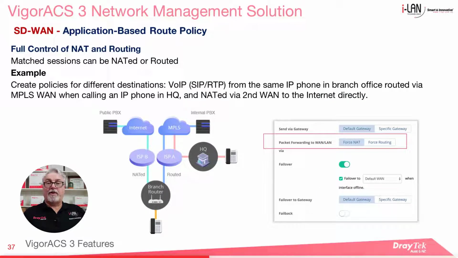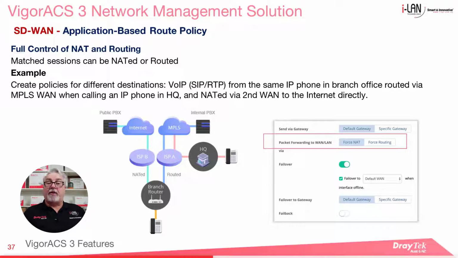Application-based route policy also allows full control of NAT and routing. Match sessions can be NATed or routed depending on the requirements. This is especially useful if you have a private or MPLS WAN which requires being routed and direct internet access which requires being NATed at the same time.